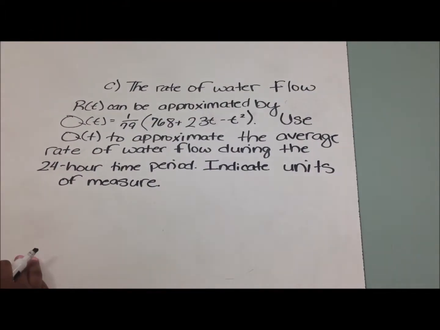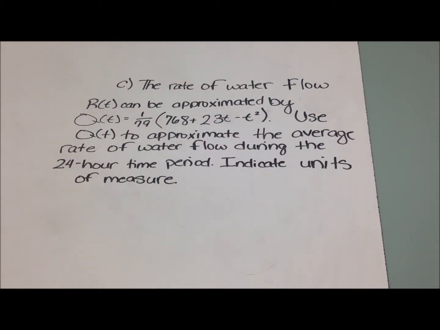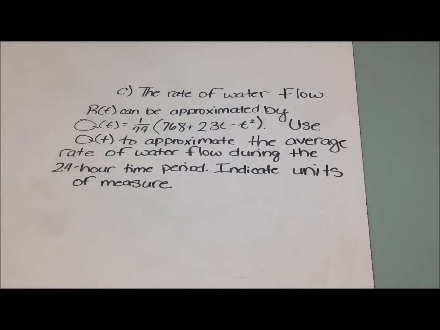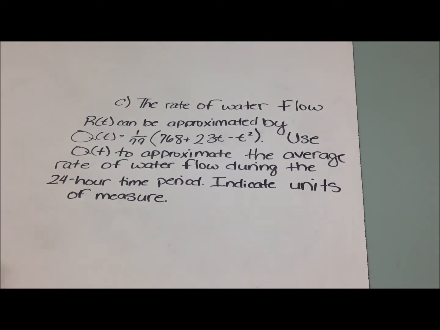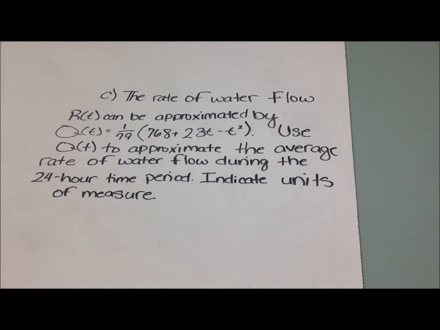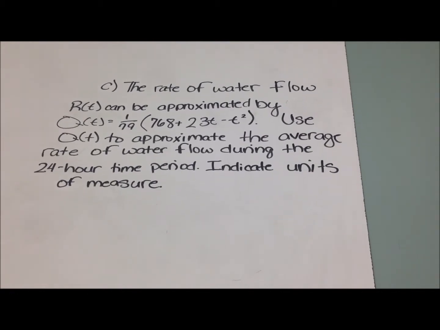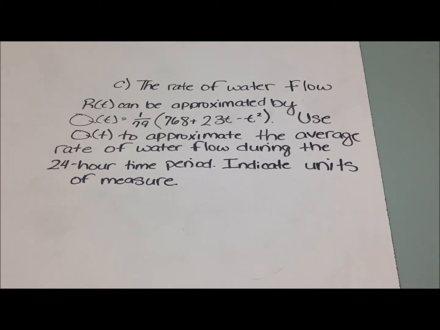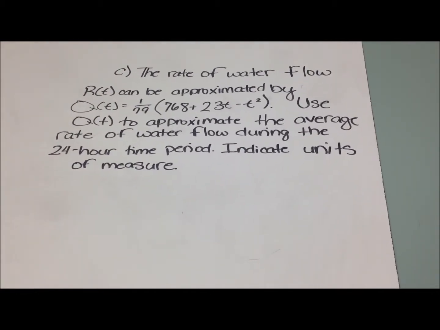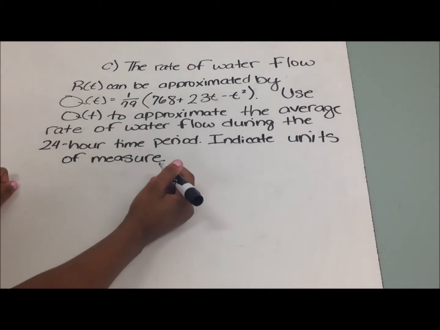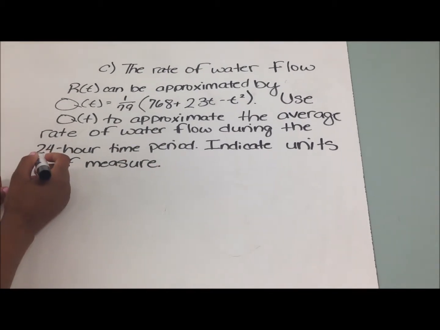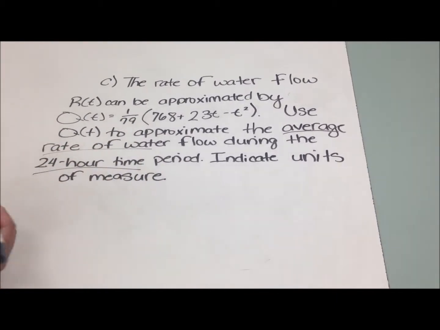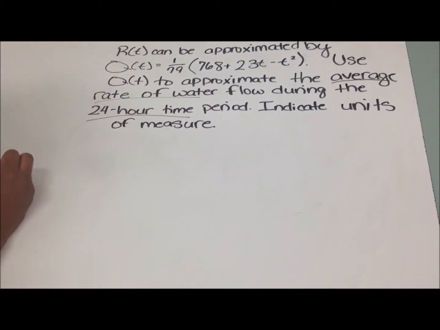Problem C. The rate of water flow can be approximated by Q of t equals 1 over 79 times 768 plus 23t minus t squared. Use Q of t to approximate the average rate of water flow during the 24-hour time period. Indicate units of measurement. So for this problem, since you're looking for the average rate of water over a 24-hour time period, you're immediately going to have to write 1 over 24.